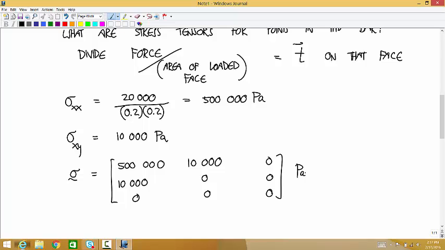Okay. So you can use this approach for any object that satisfies the requirements for a stress element.